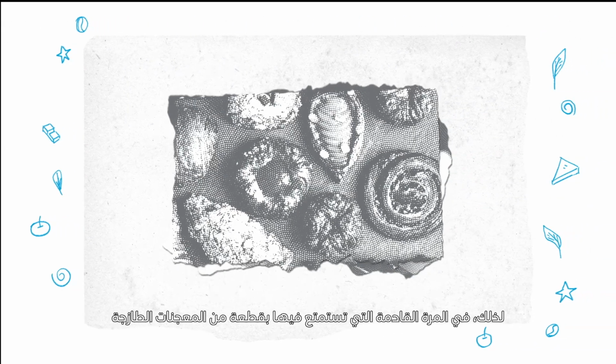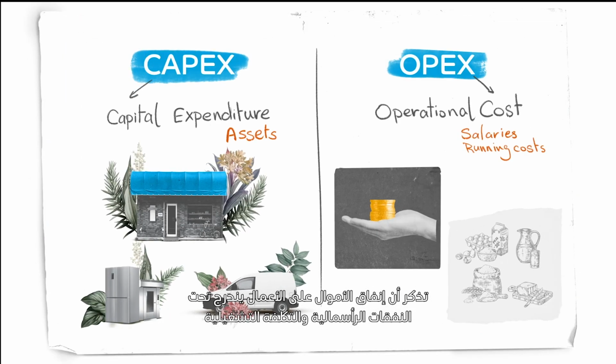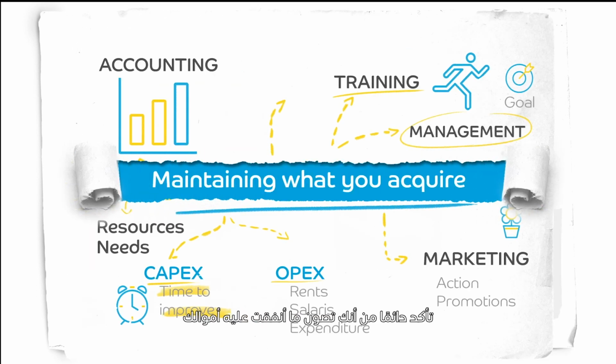So the next time you're enjoying a fresh piece of pastry, remember that spending money in a business falls under capital expenditure, CapEx, and operational cost, OpEx. So when creating a business, always make sure you are maintaining what you acquire.